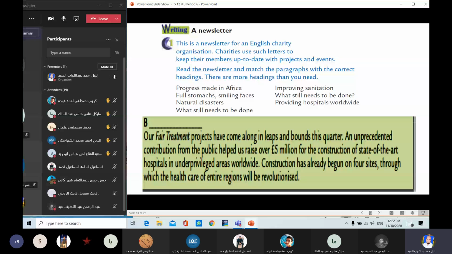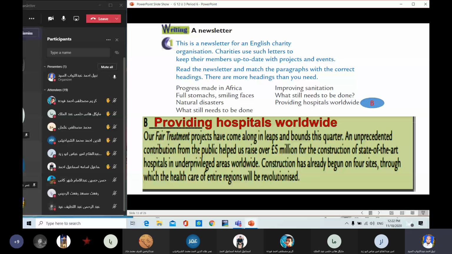Providing hospitals worldwide. Yes, very good. So here they mentioned what? They mentioned the healthcare. The healthcare are in hospitals. Very good. And he used what here? He used the formal words like unprecedented, leaps and bounds, state of the art. These words are formal. They are very strong.